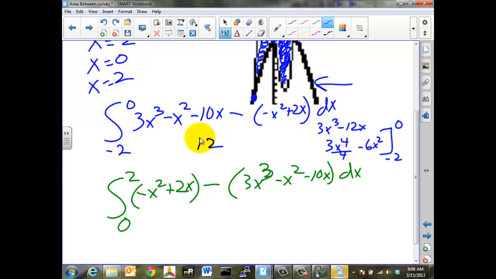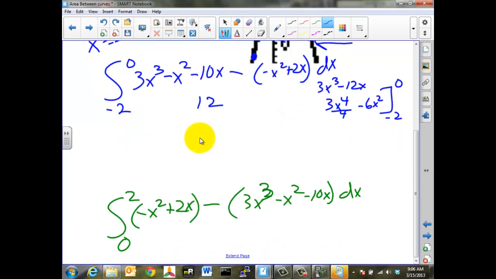Put 0 in, we're going to get zeros out. So I'll have 0 minus, put negative 2 in, we get 16 times 3 is 48, divided by 4 is 12. Put negative 2 in, I get what? 4 times 6, minus 24. 12 minus 24 is negative 12 with a minus in front of it is 12.